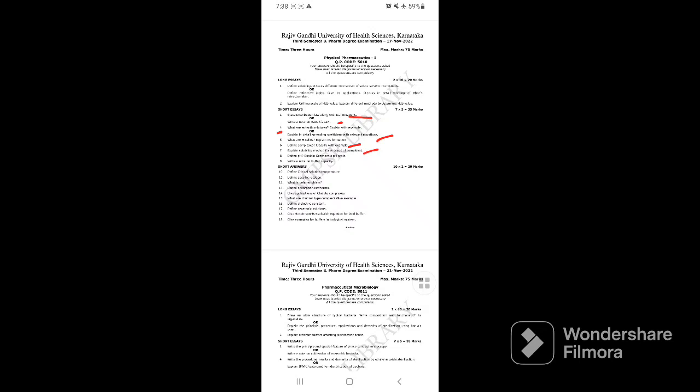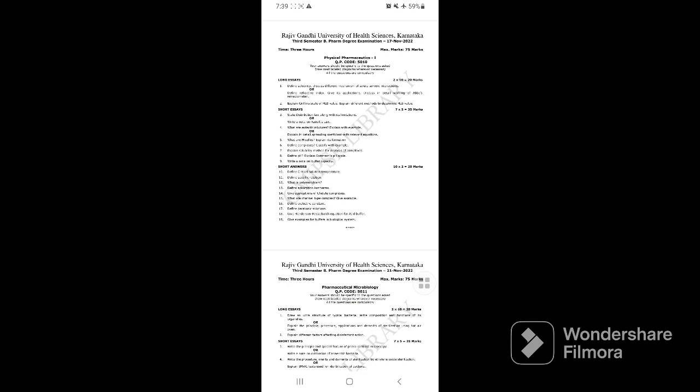Then define pH, explain Sorensen's pH scale. You have to draw the Sorensen's pH scale and you have to explain that all. Very simple. Above, what is the basic value for the pH? Basic value means above 7: 8, 9, 10, 11, 12, 13, 14. What is the acidic value? Below 7: 6.9, 6.5, 6, 5, 4, 3, 2, 1. This is the acidic value. Now neutral value is exactly 7. This you have to explain. It's enough for you.